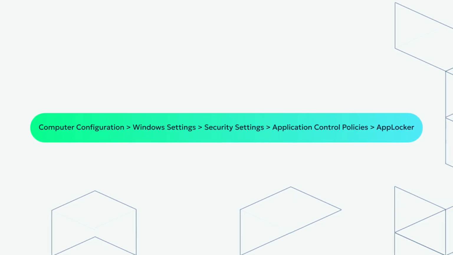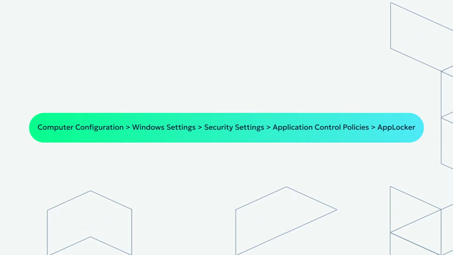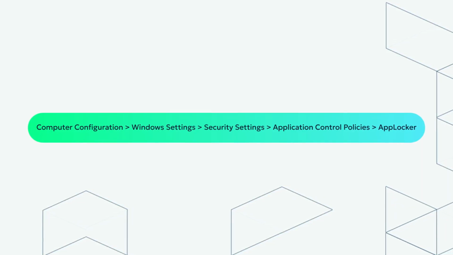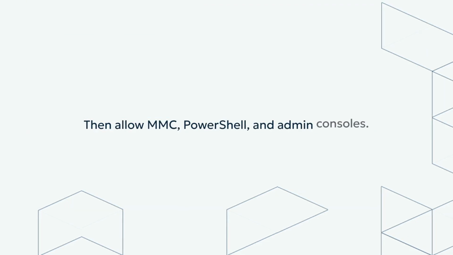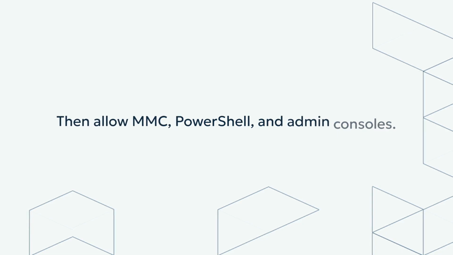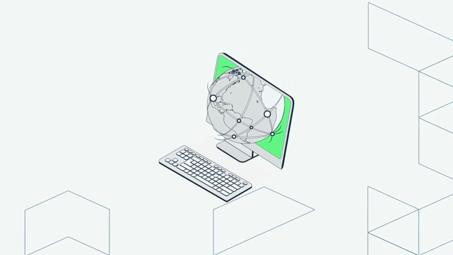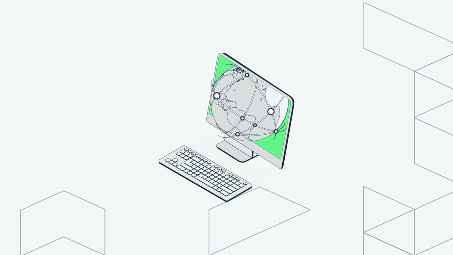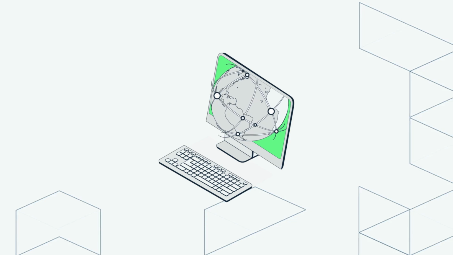Navigate to Computer Configuration, Windows Settings, Security Settings, Application Control Policies, AppLocker, then allow MMC, PowerShell, and admin consoles. Additionally, you can deny browsers, email clients, social media, and messaging apps on PAWs.